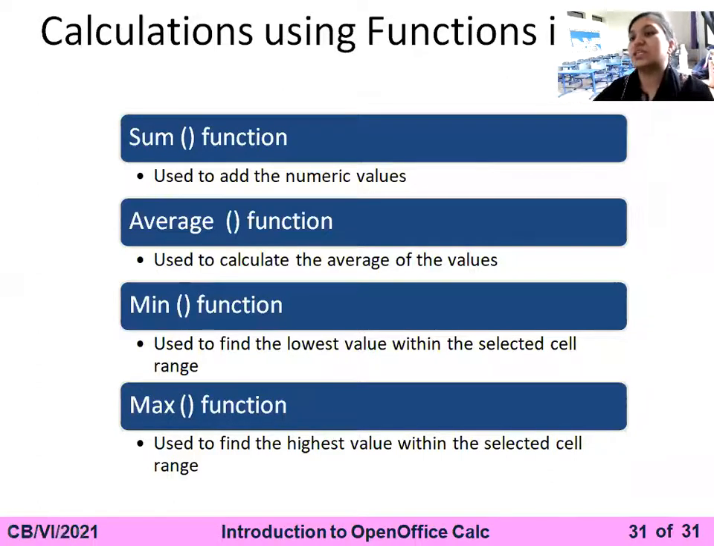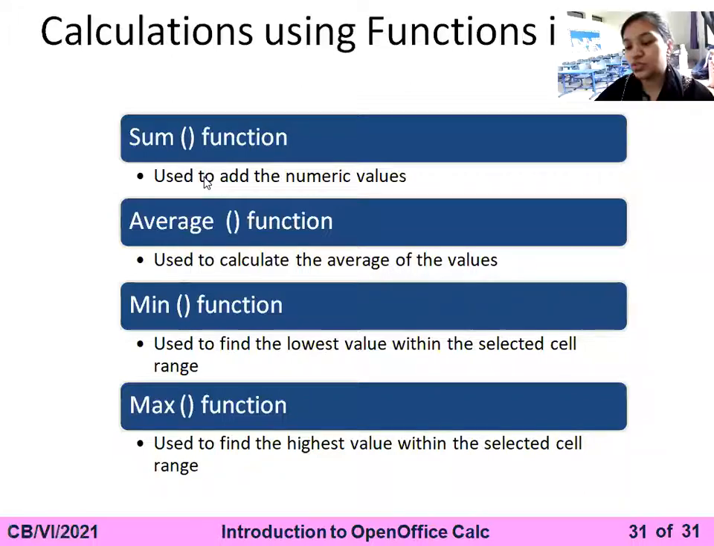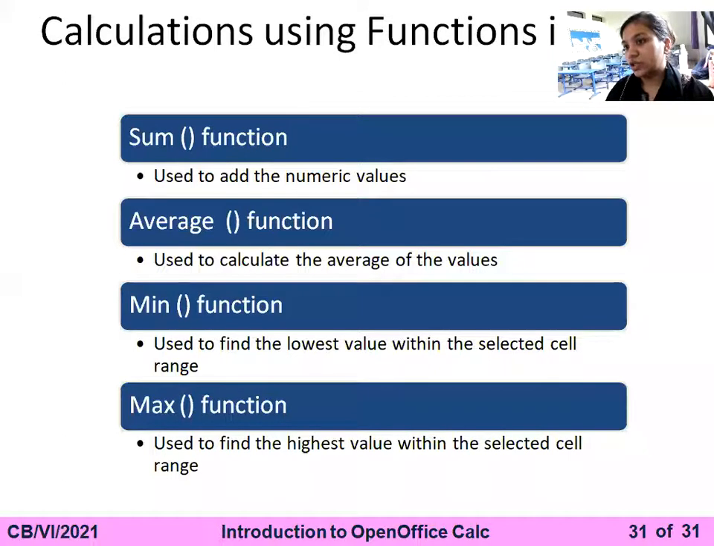The first function is the sum function. Why do we use the sum function? From the word you can tell: for addition. To add numeric values, you can use the sum function. And to find the average value, you can choose the average function.